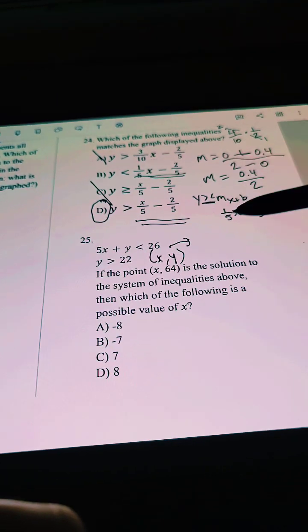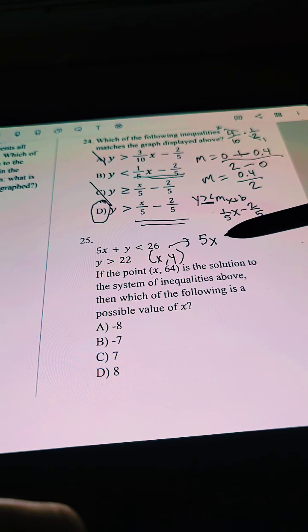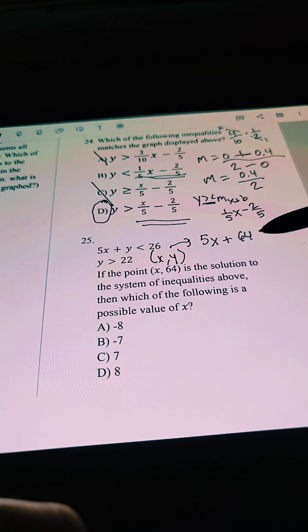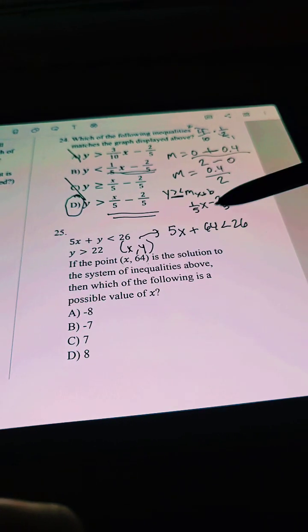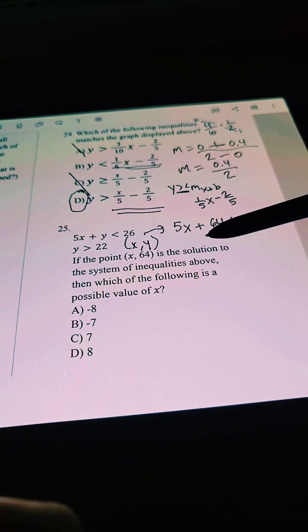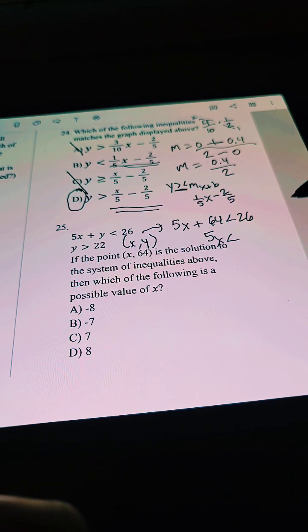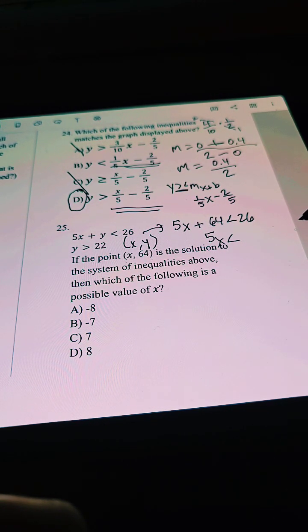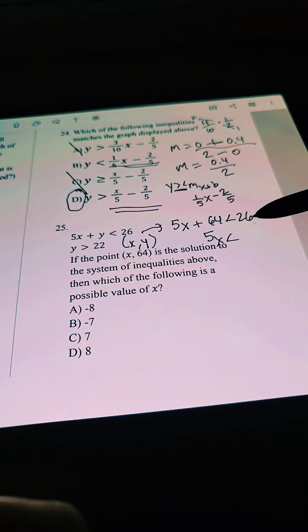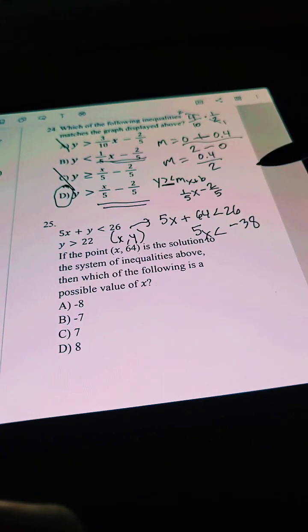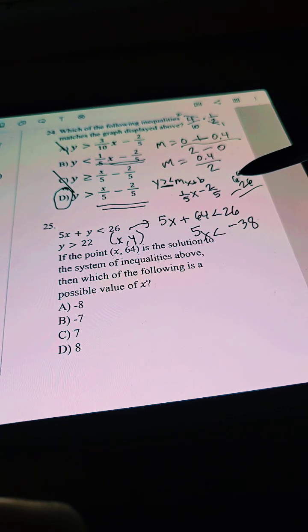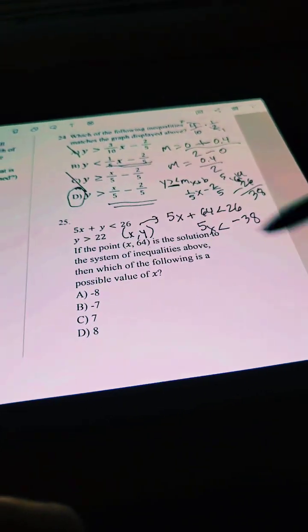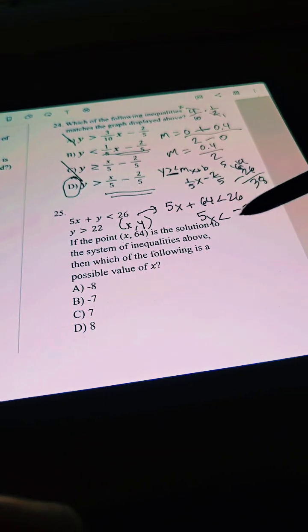So let's plug that into the top one, and let's say 5x plus 64 for y is going to be less than 26. Now we're trying to solve for x, right? So we have to just subtract 64 on each side. So then we get 5x is less than, and then minus 64, that's going to be, is that minus 38? Wait, hold on. I think I did that in my head wrong. I can't do things in my head. The numbers get all flippy. Hold on. Oh, wait, I did it right. Okay, so negative 38. So it's going to be 5x is less than negative 38.